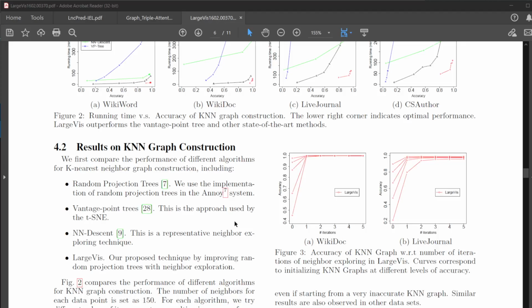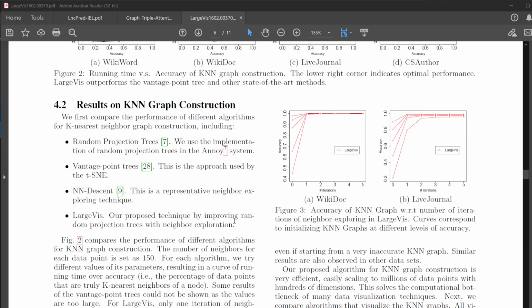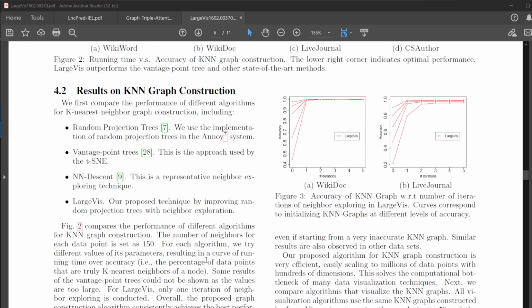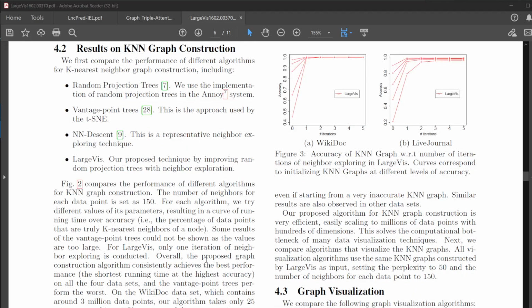Figure 2 compares the performance of different algorithms for KNN graph construction. The number of neighbors for each data point is set as 150. For each algorithm, we tried different values of its parameters, resulting in a curve of running time over accuracy, i.e., the percentage of data points that are truly k-nearest neighbors of a node. Some results of the vantage point trees could not be shown as the values are too large.